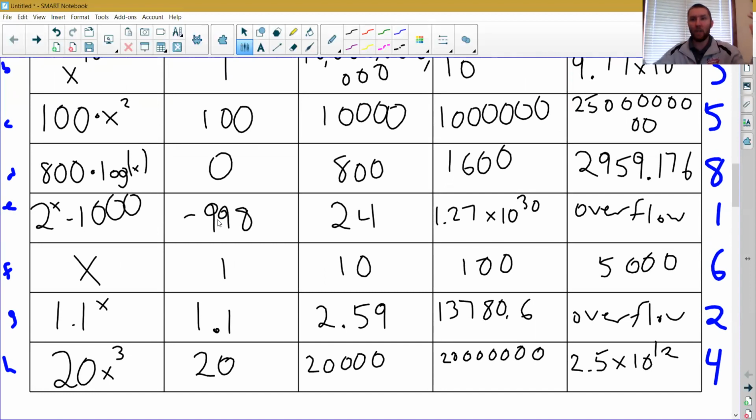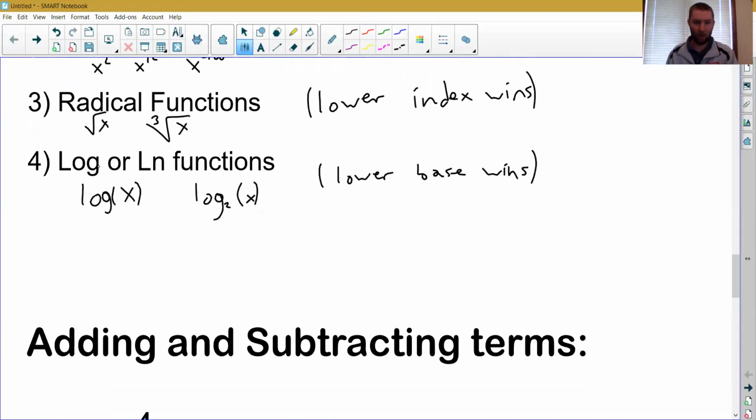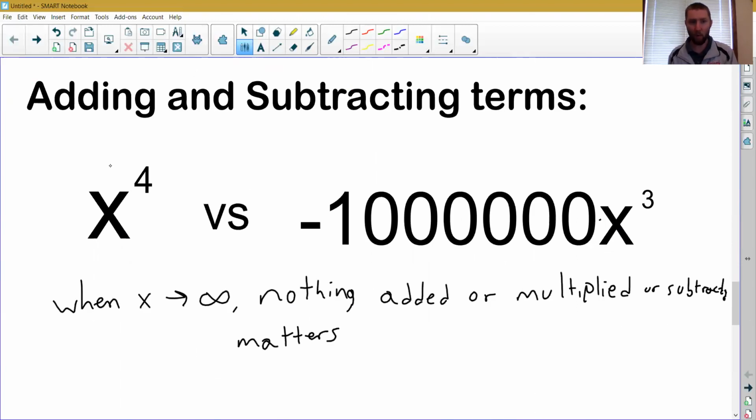So in light of these gigantic numbers, anything added, subtracted, or multiplied, right? Like this 800 times log of x, in the end, that didn't matter either, and it still lost, okay? So nothing added, subtracted, or multiplied matters at all when we get to infinity. So x to the fourth is going to be the winner of this race to infinity between these two, okay?